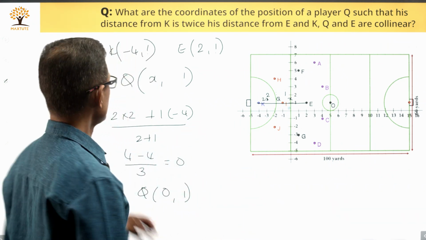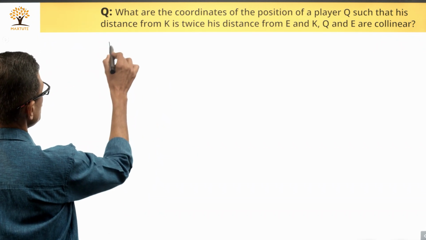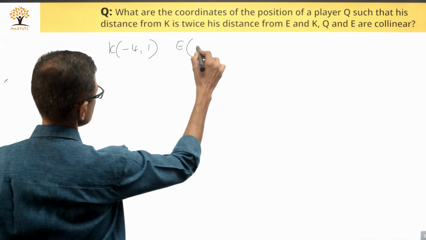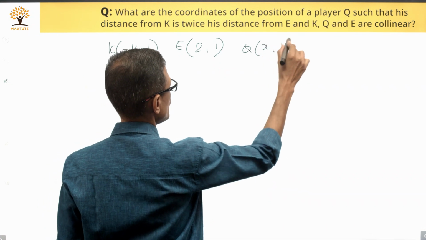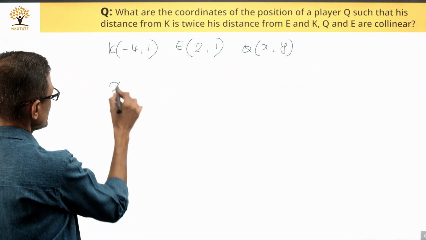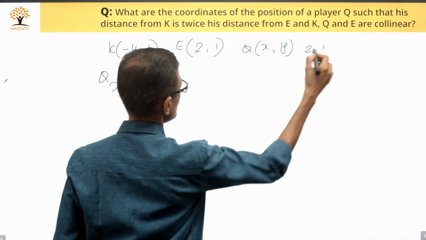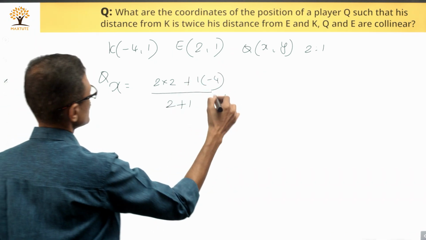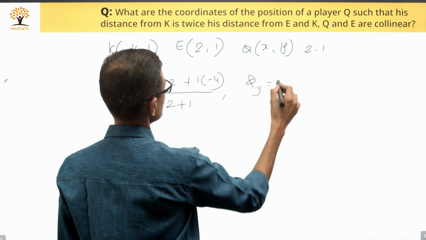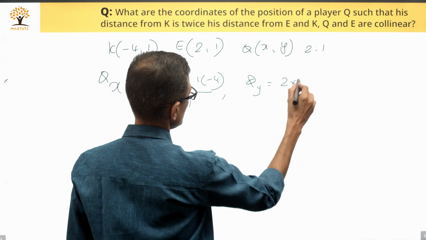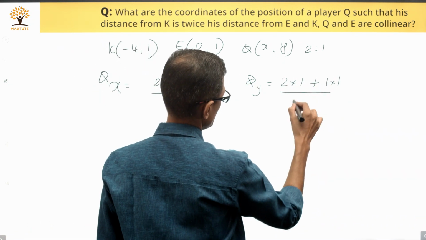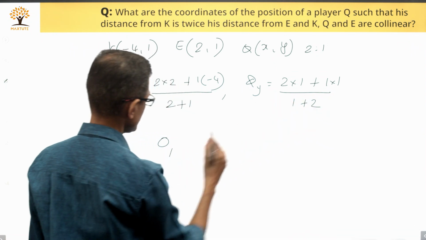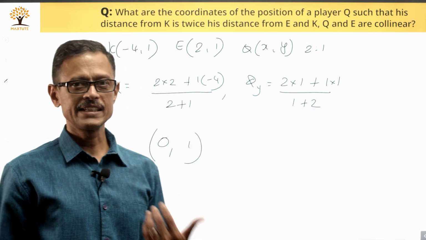If we are going to be doing it normally, we will say that, hey, we are going to apply the section formula. We know the coordinates of point K are minus 4 comma 1. Coordinates of point E are essentially, what do we have here? 2 comma 1. And Q has coordinates x comma y. Q divides it in the ratio of 2:1. So, the x coordinate of point Q is equal to 2 into 2 plus 1 into minus 4 divided by 2 plus 1, comma the y coordinate Qy is going to be equal to, we are going to do the same thing here, 2 into 1 plus 1 into 1 divided by 1 plus 2. So, this will translate to 4 minus 4, 0 by 3, which is 0, and this is 2 plus 1, 3, 3 by 3, which is equal to 1. So, I applied the section formula to arrive at the answer for the y coordinate also.